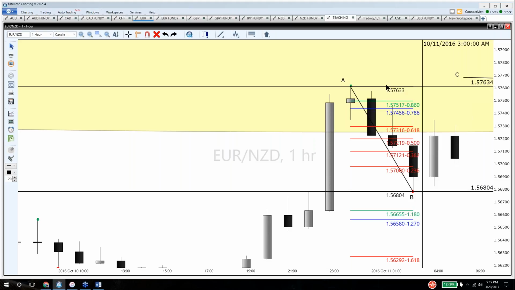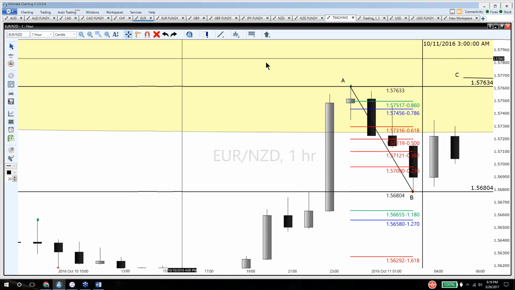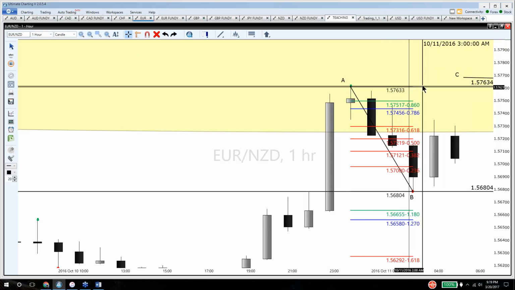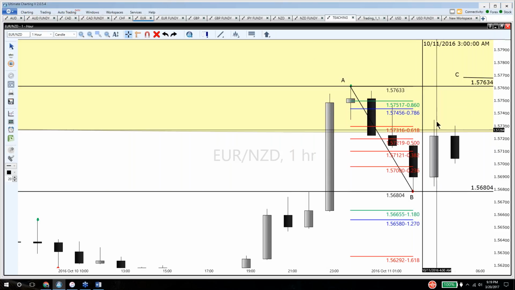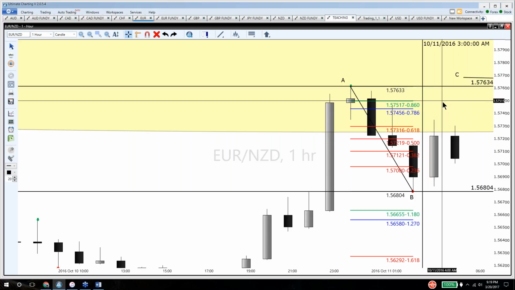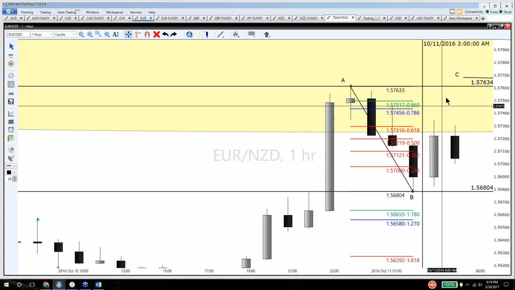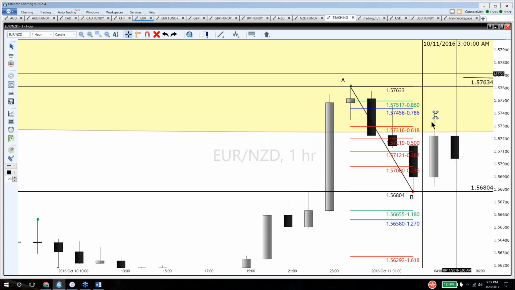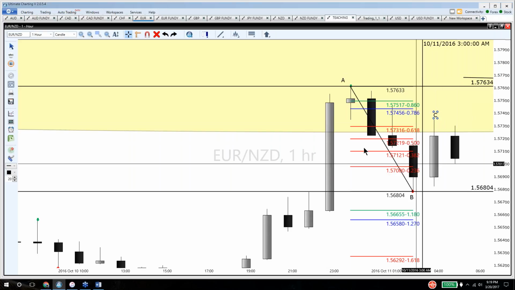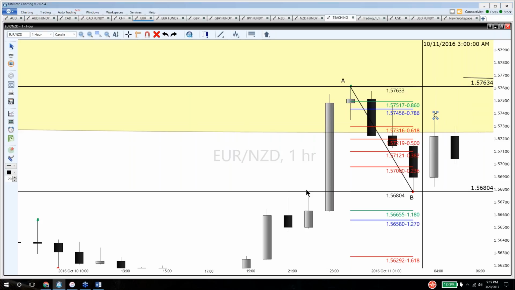Okay? So, if I start from my A, if I take my crosshair tool, this is my A, right? We said C is going to be the nearest point to the A, which is this price right here, 1.5763. So C is going to be the nearest point to the A after the B. So in here, whatever is closest to this price after the B. If I start from A and I work my way down, then whatever touches that first, boom, right there, that's my C. That makes sense? That's my C.